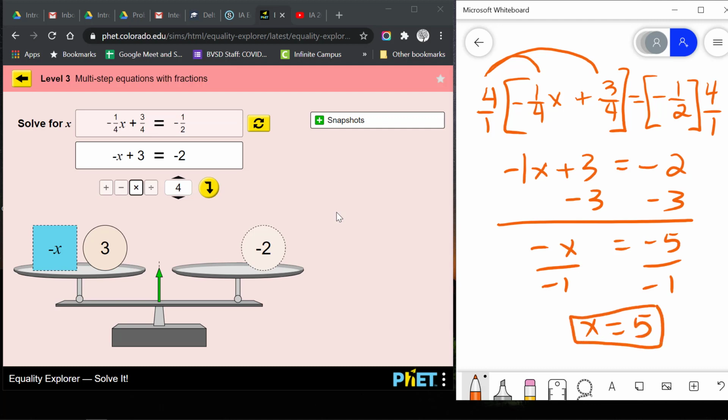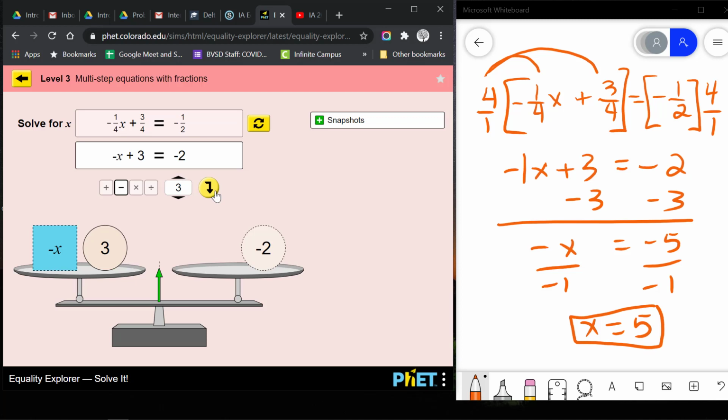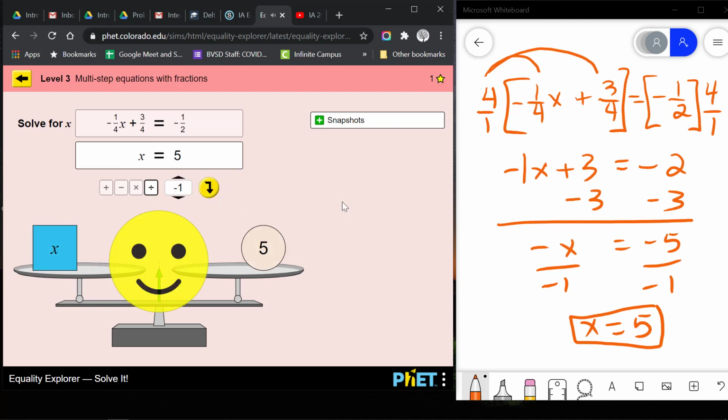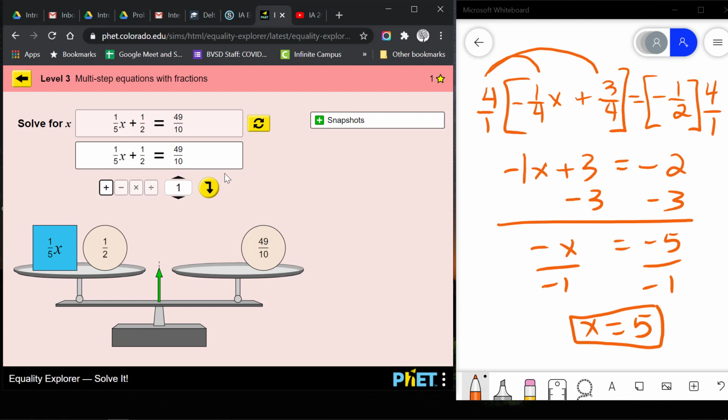Let me check my work with the simulation here. So first subtract 3, and then divide by negative 1. Multiply by negative 1 would give you the same thing. Here I've got 5, 2, and 10. So if I were going to do this problem, I would multiply by 10 on both sides, being careful to distribute to the left side to make sure that everything gets multiplied by 10.